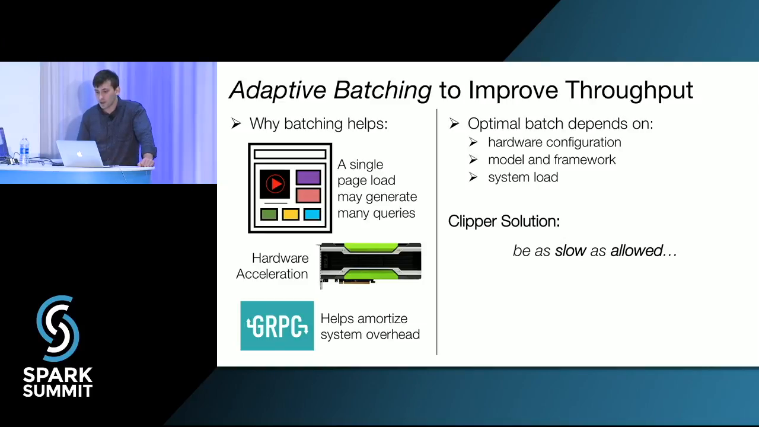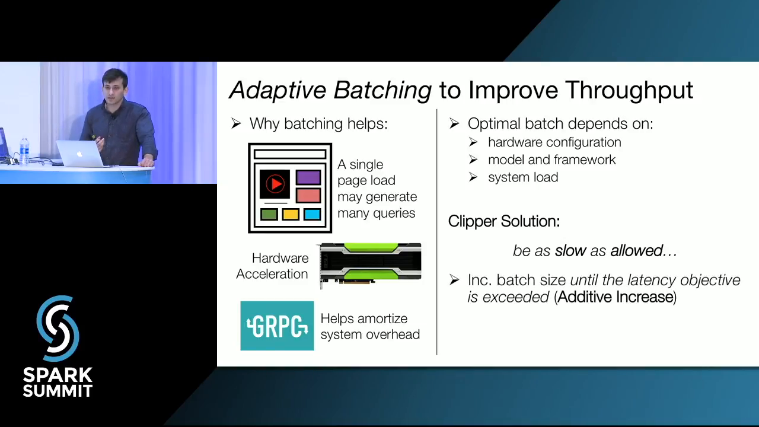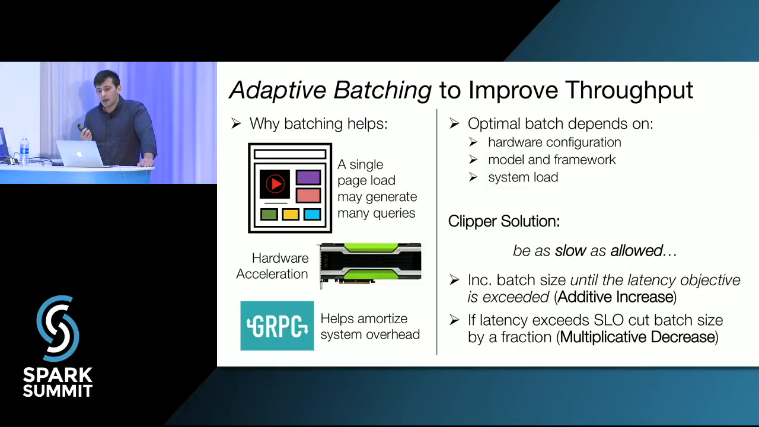And by doing this, it allows us to increase the batch size until the latency objective is exceeded. So we have some queuing logic to figure out how big we can make batches without exceeding our latency objective. As we're exploring the right batch size to use, if we exceed it, we use a multiplicative decrease like we do in TCP. And this actually works really well.